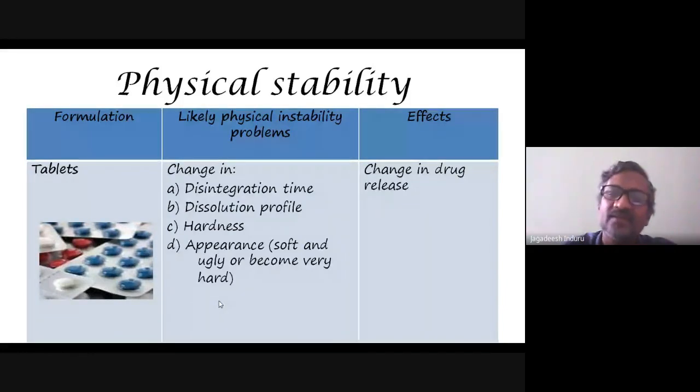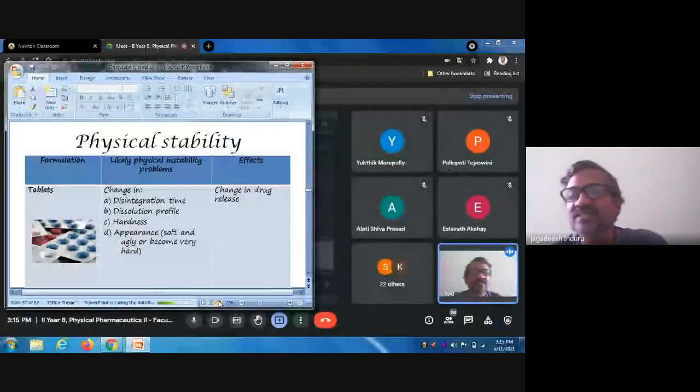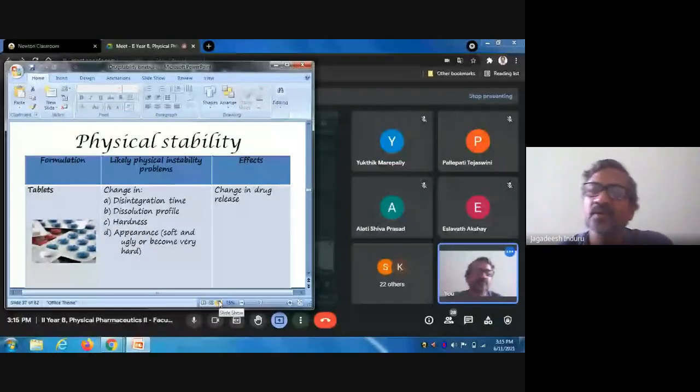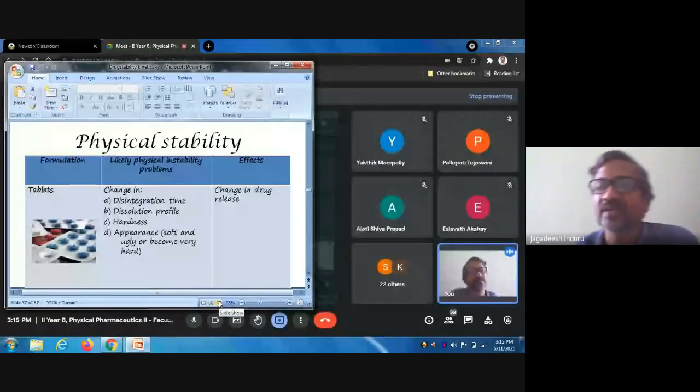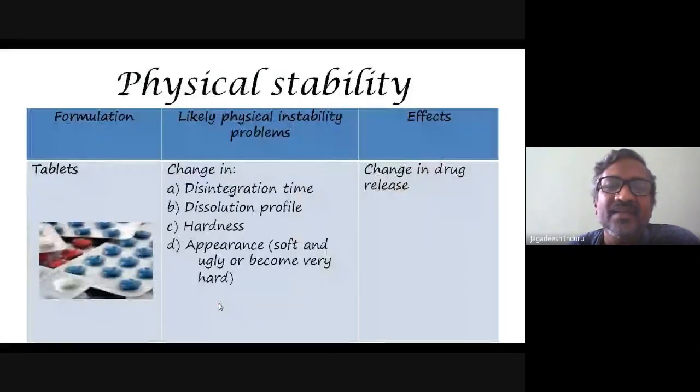So we need to test this also during our stability, in addition to changes in the assay of your drug and the content present in each dose of your dosage form. In addition to that, we are going to do disintegration also in the case of tablets, because it is very much critical. When it is converted into granules, it will dissolve and be made into a solution. That is called the dissolution profile: how fast or how slow it is becoming a solution form.